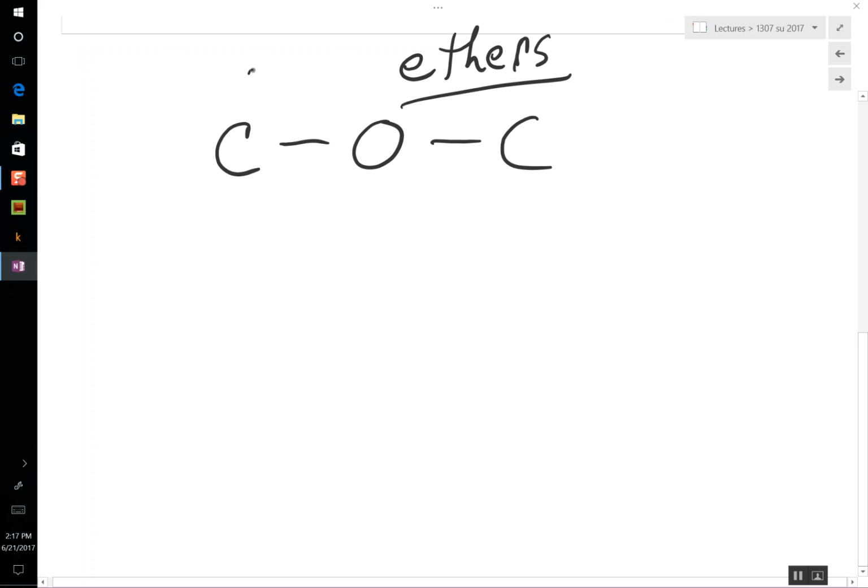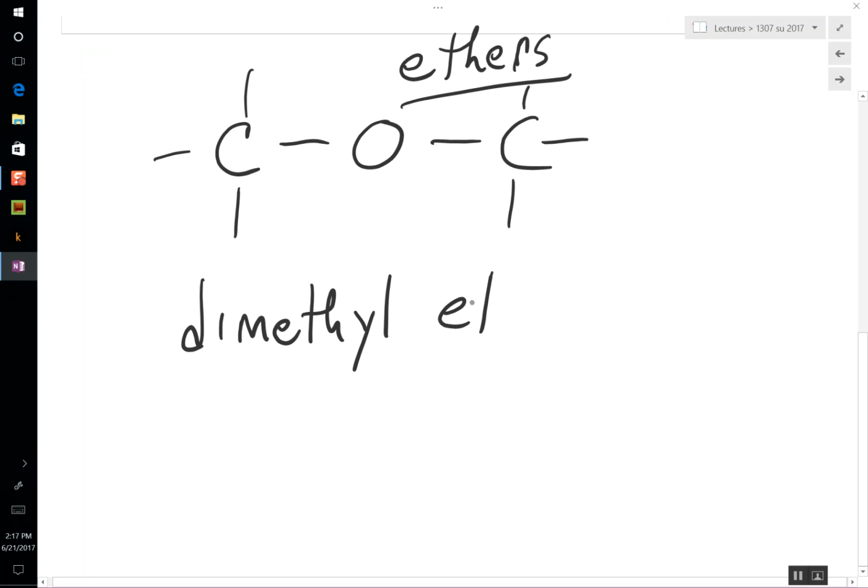The simplest one would be this one right here. And it would be dimethyl ether. So we know we got an oxygen between two carbons. We're asking ourselves the question, what's on either side of the oxygen? Well, there's a methyl group on each side of the oxygen. So it's dimethyl ether. This would be a simple ether and a simple name of an ether.